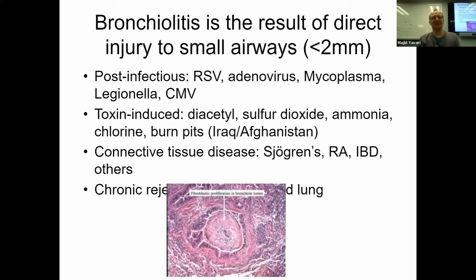So other causes of bronchiolitis: post-infectious, people have the lingering shortness of breath and cough for months after these respiratory virus infections. And a lot of times if you do spirometry, you'll see the airway obstruction in the FEF 75%, small airways. And this gets better over time because the airways heal. Toxin-induced, as I said before, connective tissue disease, and then chronic rejection of a transplanted lung is another cause of bronchiolitis.